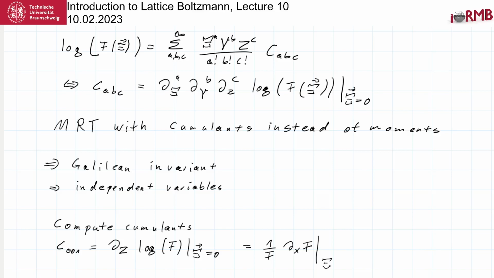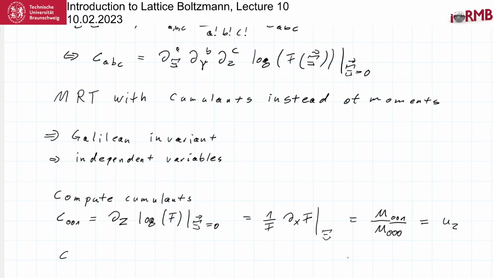1 over f, this is the zero-order derivative. F is a zero-order derivative, and we know what the zero-order derivative is. This is the zero moment, right? And above we have a first-order derivative, so it's a first moment. So this cumulant is this guy, and amazingly, this is u_z. Sorry, this is not that one, that is C001, of course. So this is the velocity in z direction.